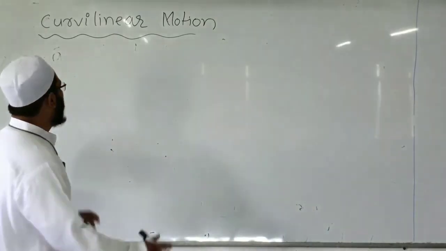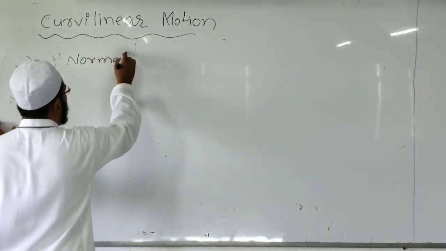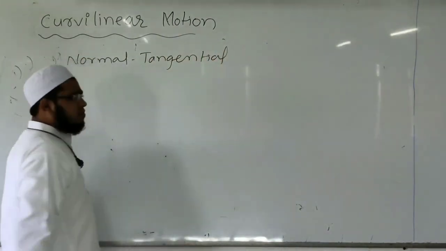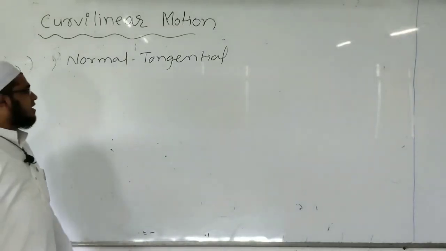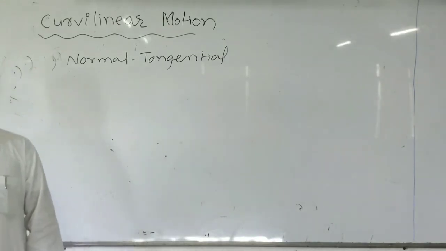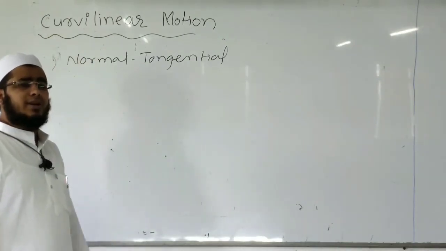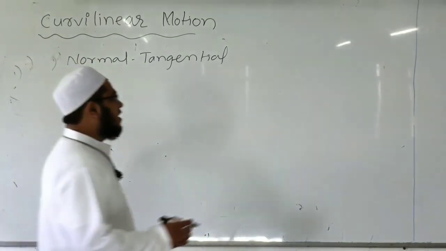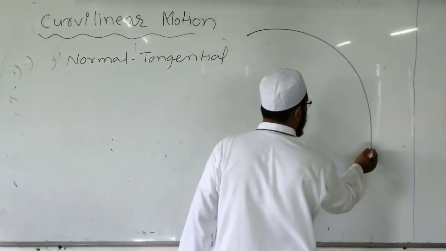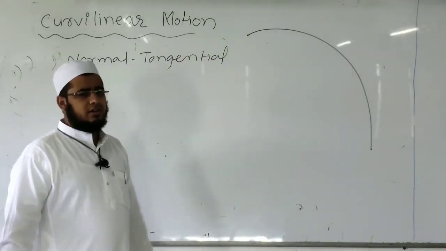Now there is another coordinate system that is called the normal tangential system. In the normal tangential system, we describe the position of the particle along the normal component and tangential component. This normal and tangential component system is applied whenever the path of the moving particle along a curved line is known.